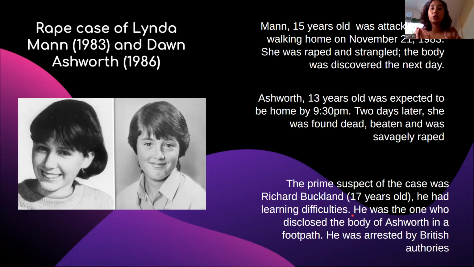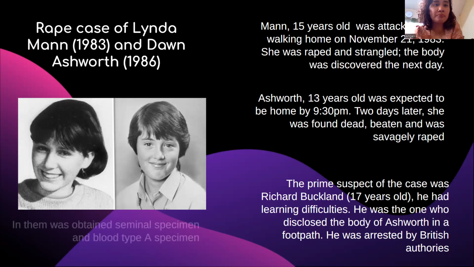He was the one who disclosed the body of Dawn on a path. He was the one who saw Dawn's body. And he was arrested by the British authorities. So, poor guy, right? He's 17 years old, so he was the prime suspect. Okay, just a suspect, but he was imprisoned.